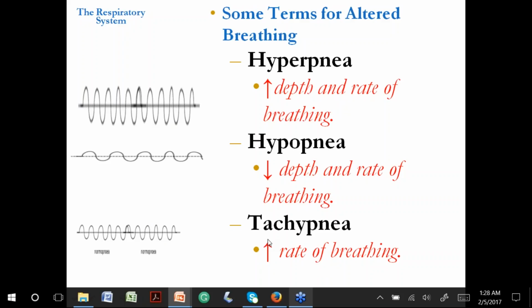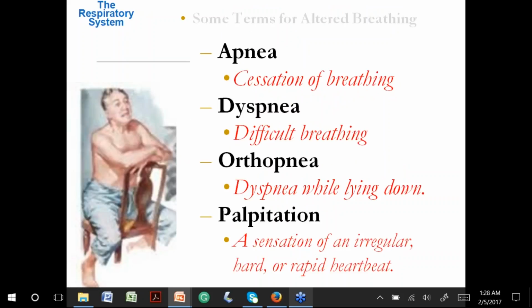Tachypnea mostly happens when you have some infection, you start to breathe faster and more superficially. So that is probably a sign of a respiratory infection. Apnea is the cessation of breathing. Dyspnea is difficult breathing. And I put this one because they are not resting. What they are trying to do is to breathe.